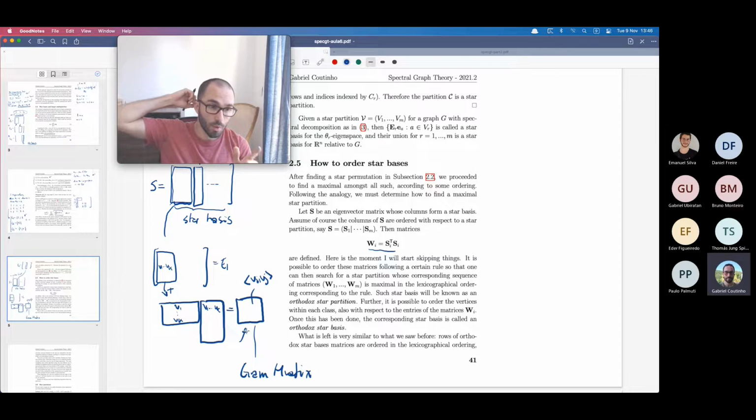Good question, Gabriel. W is not a diagonal matrix because this star basis is not an orthonormal basis.